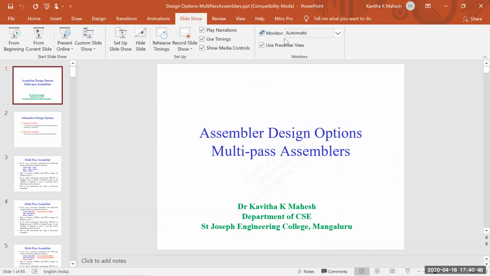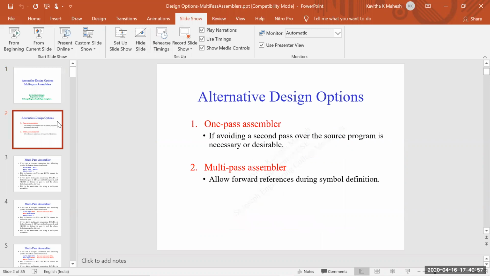Hello everyone. Today I am going to discuss multi-pass assemblers under the topic assembler design options. So far in our earlier discussions, we have seen how to design and implement a two-pass assembler which performs two complete scans over the source program in translating assembly language program to machine language.